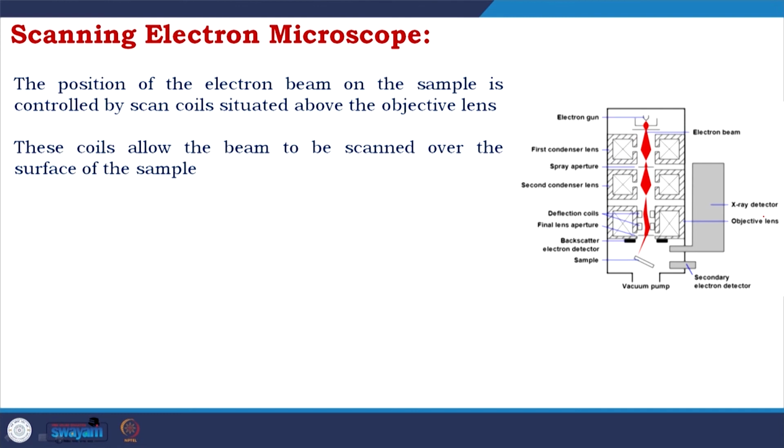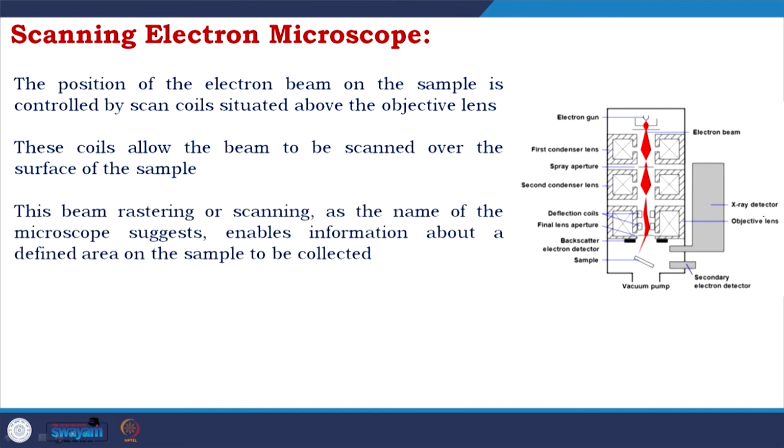So, these coils allow the beam to be scanned over the surface, rather than just hitting it, scan the sample. This beam rastering or scanning, as the name of the microscope suggests, enables information about a defined area on the sample to be collected. So, it will not only take the surface, it also takes the width.